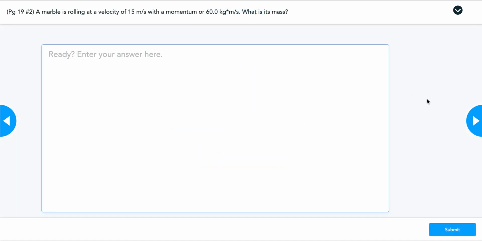All right, so let's do a couple of quick practice problems here so that you can make sure you understand calculating momentum. This is on page 19 of your packet, number 2. A marble is rolling at a velocity of 15 meters per second with a momentum of 60 kilogram meters per second. What is its mass? Go ahead and solve this problem and then write your answer here, and then we'll go over how to do it.